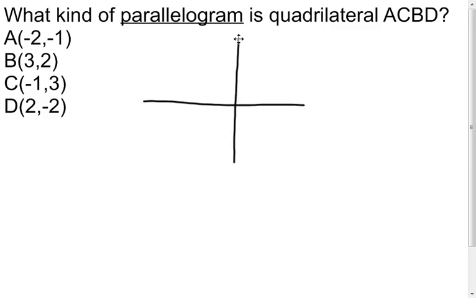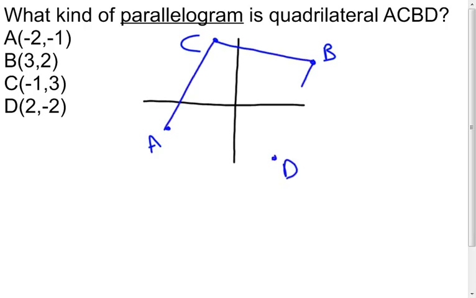I'm going to get my negative 2, 1, negative 2, negative 1, excuse me. There's A. B is at 3, 2, about there. C is going to be at negative 1, 3, and D is going to be at 2, negative 2. I have parallelogram ACBD. And remember, this is going to be important.